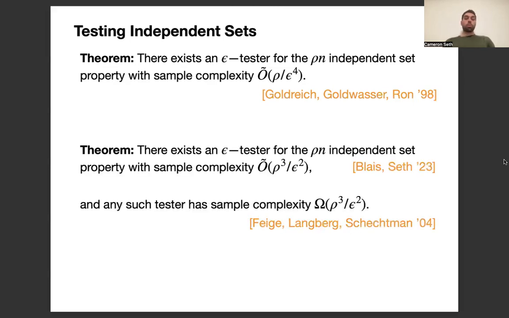So in some prior work with Eric Blais, we showed that we can actually improve this bound. We gave an epsilon tester for the rho n independent set property with sample complexity rho cubed over epsilon squared. And this is tight up to logarithmic factors because there's actually a lower bound by Feige, Langberg, and Schechtman of this same sample complexity. So for this property testing version of this problem, it seems like the bounds are quite well understood.